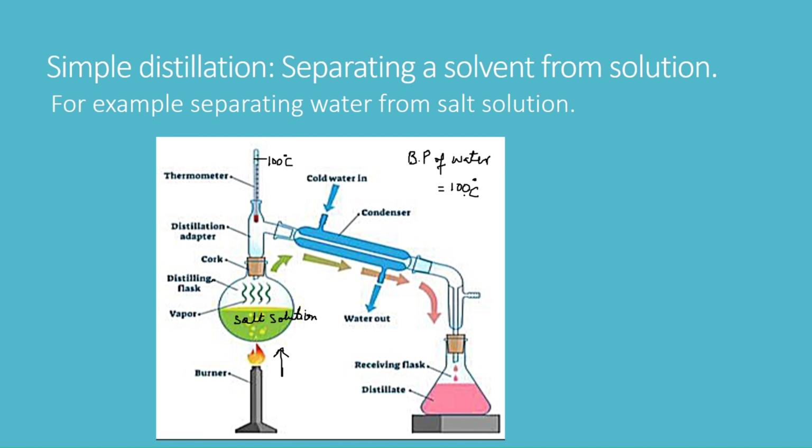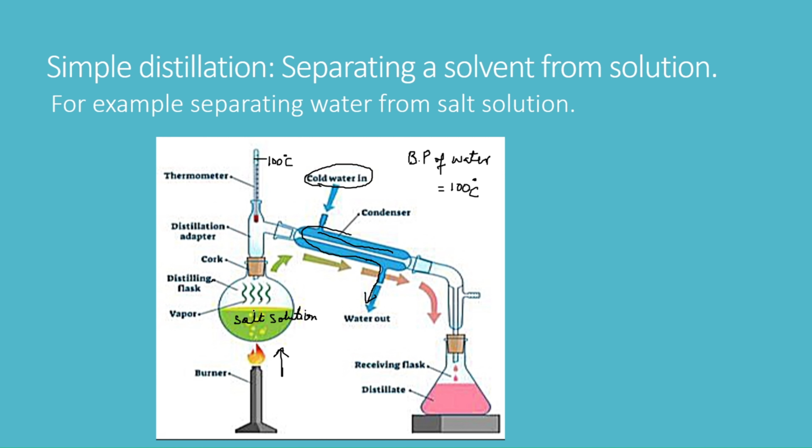So what will happen is that water will start boiling at 100 degrees Celsius, and its vapors will rise and come into the condenser where they will be cooled down. How? Because you can see that there is water circulating in the outer jacket of the condenser. You can see water coming in and moving along the condenser, and moving out from the other side, like this.